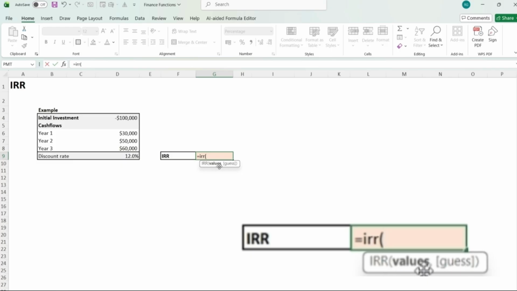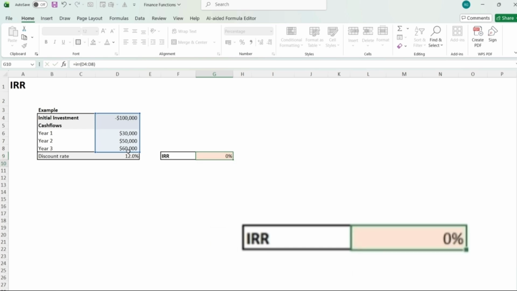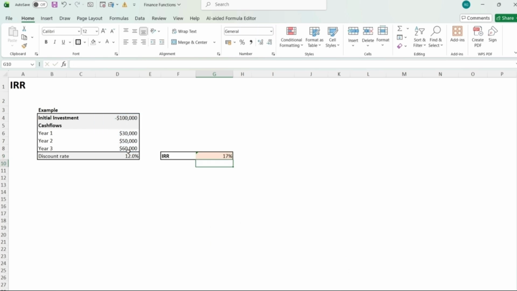So to use the IRR function, we'll type is equal to IRR bracket open and then select all the cash flows from the project, close the bracket and enter. So the IRR for this project is 17%, which is more than the discount rate of 12%. So that means that the project is value creating.